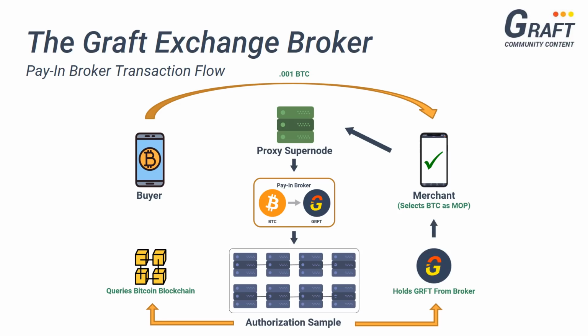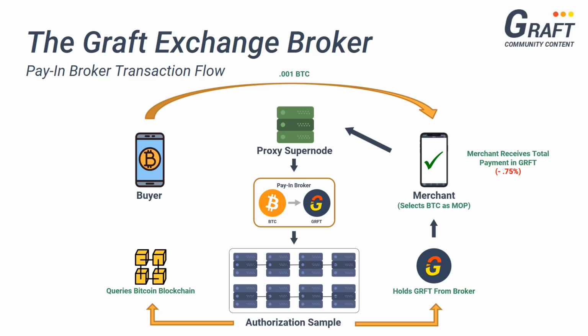The Graft bond is the total amount of payment in Graft minus the pay-in broker fee of 0.25% and the authorization fee of 0.5%, which are both charged to the merchant. Now, it's evident from this example that pay-in brokers assume a certain amount of risk when accepting a cryptocurrency payment without waiting for any confirmations before their staked Graft is released to the merchant.